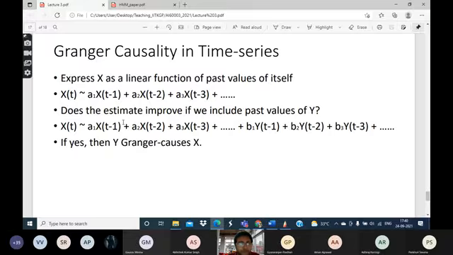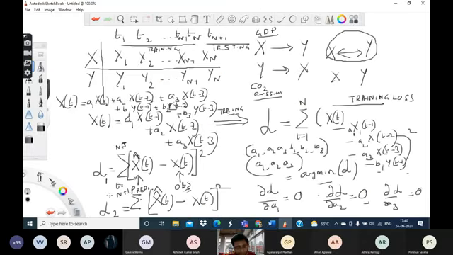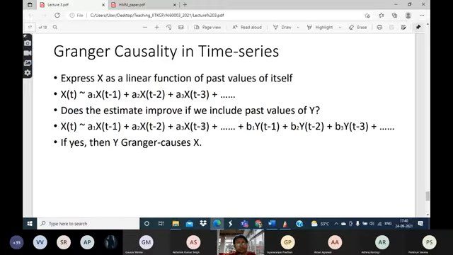Why? Because we know that the better the model fits, the smaller is the loss function. So by comparing L1 and L2, we can understand whether this model fits or this model fits.